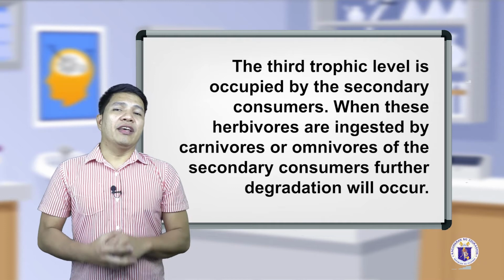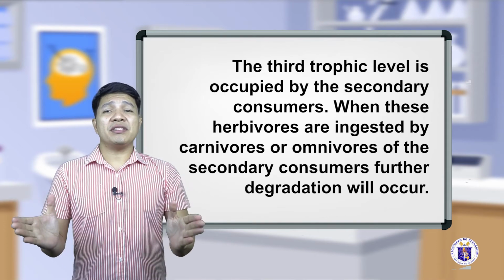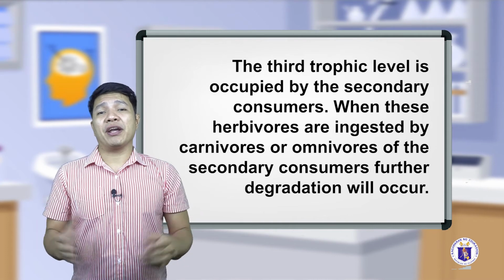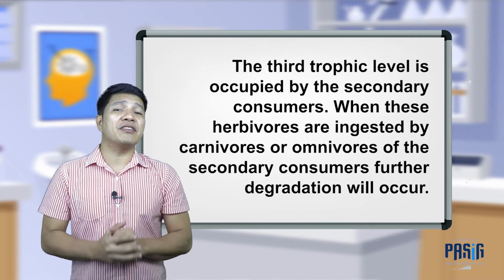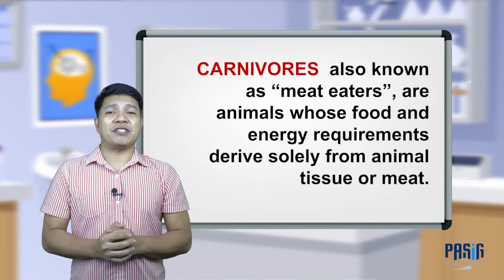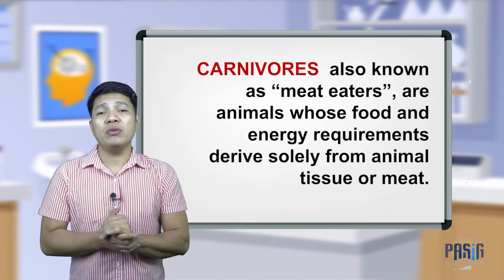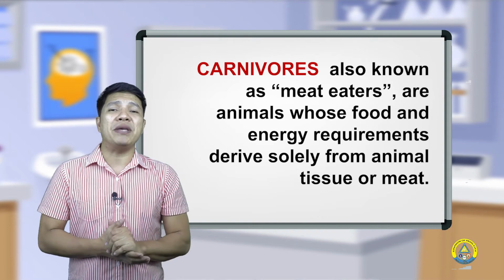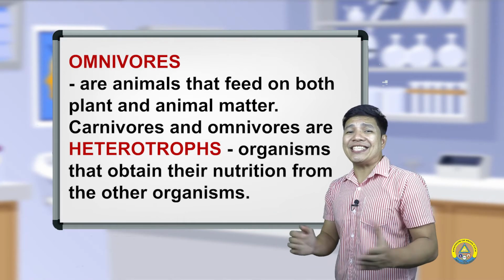The third trophic level is occupied by the secondary consumers. When these herbivores are ingested by carnivores or omnivores, the secondary consumers, further degradation will occur. Carnivores, also known as the meat eaters, are animals whose food and energy requirements derive solely from animal tissue or meat, while omnivores are animals that feed on both plant and animal matter.